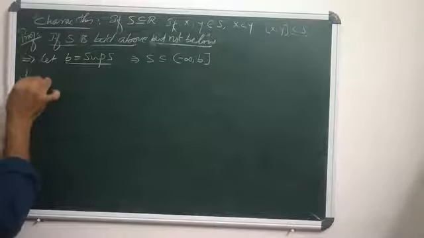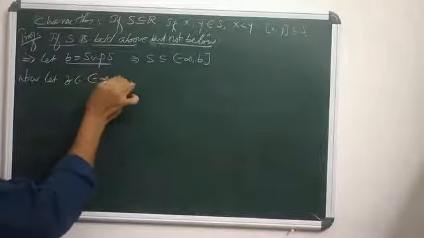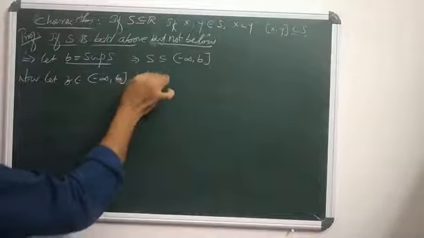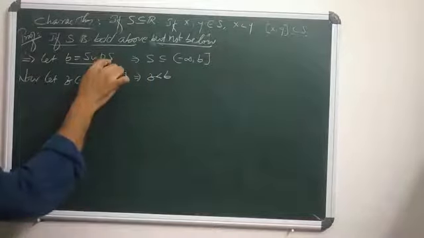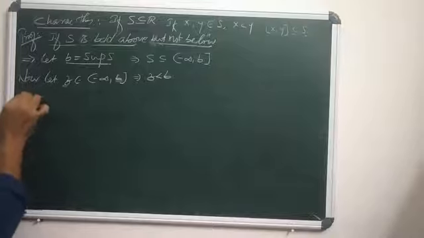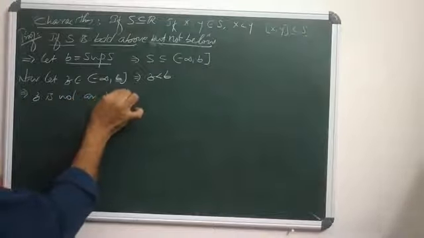Now, let z fall in (-∞, B). That means z is strictly less than B. But what is B? B is the supremum of S, and no element less than B is an upper bound. That means z is not an upper bound of S.